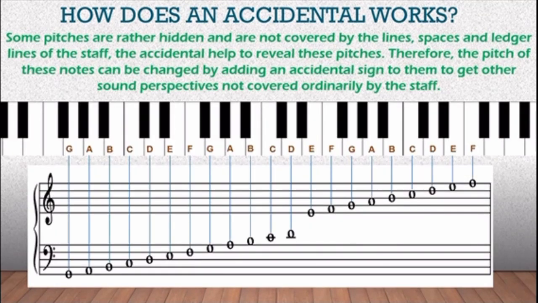Now, this is what I mean. Ordinarily, these are the notes covered both on the treble staff and on the bass staff, from the beginning of the bass staff to the end of the treble staff. So you see them on the keyboard this way, from here down to here. But there are some hidden pitches. For instance, between G and A, there are some hidden pitches that are not really covered by the staff. So this saw the need for accidentals. All these black keys are not really covered by the staff, so that calls for accidentals, right?